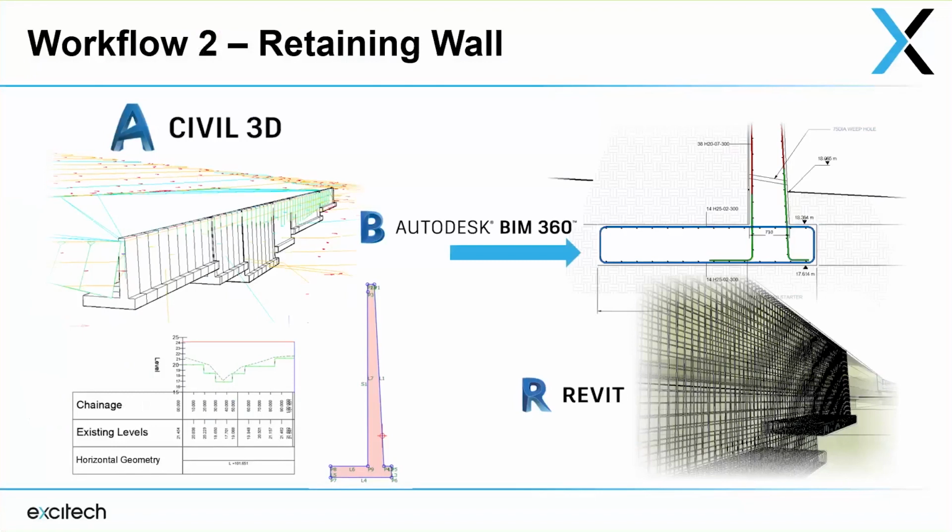In the bottom left-hand corner, you can see that we have our vertical design. So that's actually showing us the existing ground profile, the steps, and the actual level we want the wall to be at, and then a sub-assembly that I've used.